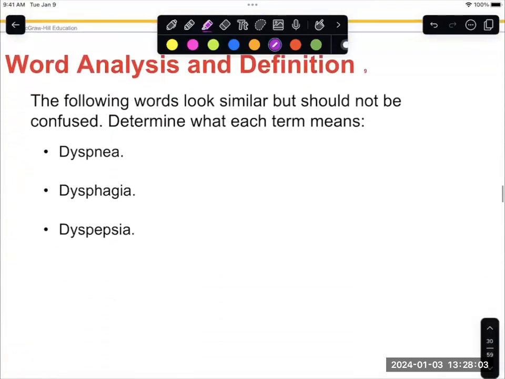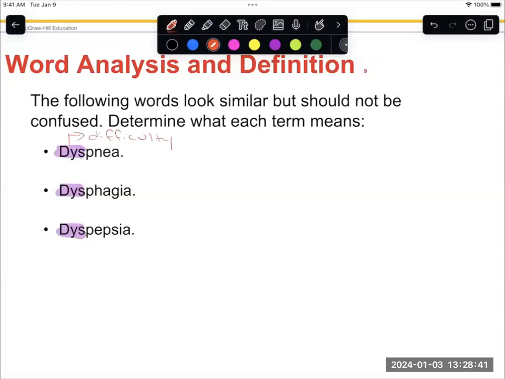So all three of these words: dyspnea, dysphagia, dyspepsia, have the same prefix, dys. This means difficulty. So dyspnea is difficulty breathing. This usually leads to that shortness of breath.